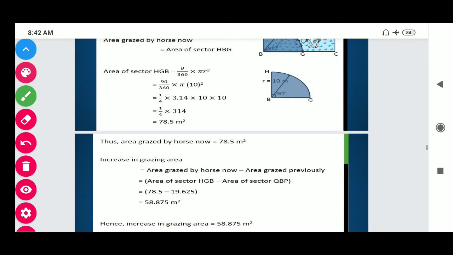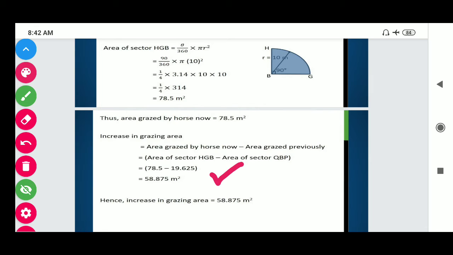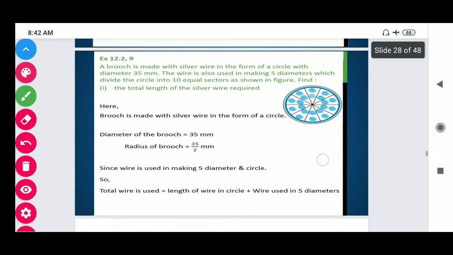And earlier we calculated the area 19.625. So the increase in grazing area will be the area grazed by the horse now minus the area grazed previously. By subtracting this, we get 58.875 square meter. Hence, the increase in grazing area will be 58.875 square meter.